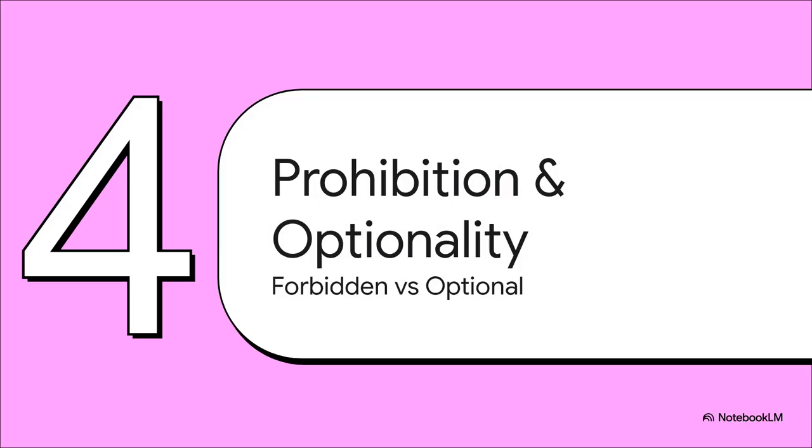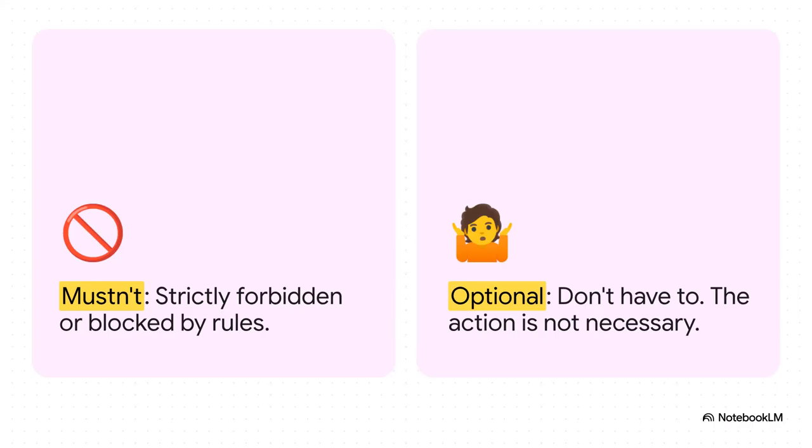That brings us to Section 4, prohibition versus optionality. Okay, we really need to prepare for a notorious beginner trap right here. It's all about the negative forms of those obligation modals we were just looking at. What's absolutely fascinating is that these 2 negatives are not opposites. Think about it.